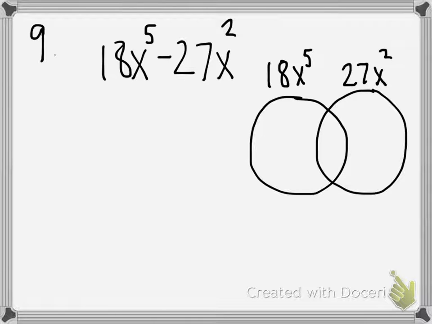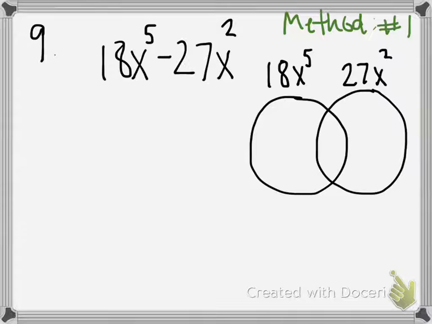I can already look at these two numbers, 18 and 27, and know that they have a common factor, a number I could divide both of those by, and they definitely share some x's. So I'm going to be using method number 1. That was the first part of the question. Decide what method.